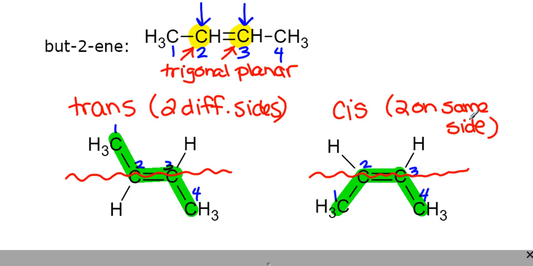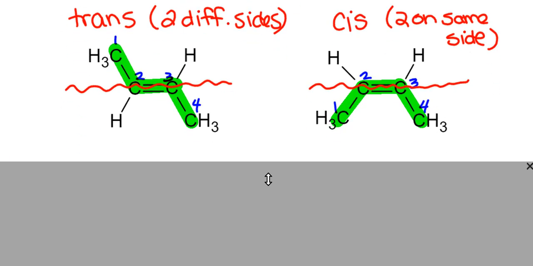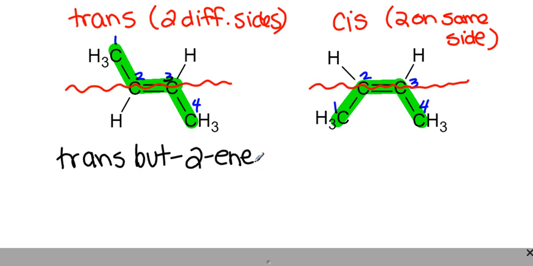Cis for same. How does that change the naming? Not too much. We just have to add on an additional prefix. So here it's still but-2-ene, but when we go and name the compound, this is called trans-but-2-ene. And over here, cis-but-2-ene.